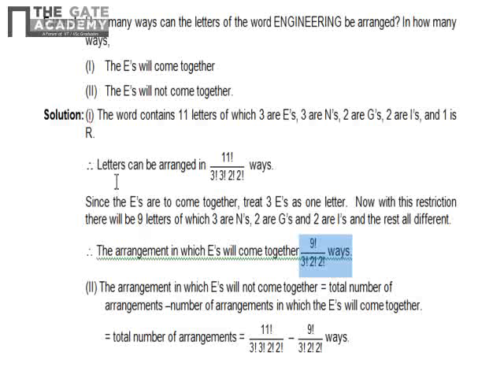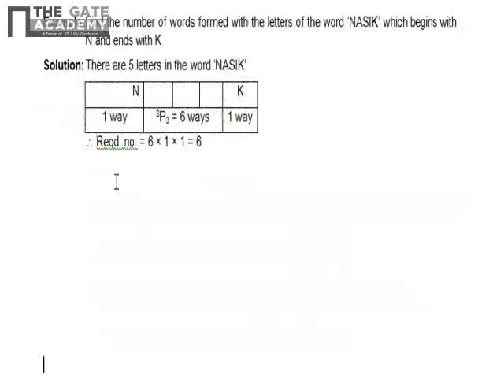Now the next problem: find the number of words formed with the letters of the word NASIK which begin with N and end with K. That means there are 5 places. First one is fixed, last one is fixed. Okay, so one way, and now the remaining 3 can be chosen in 3 into 2 into 1 ways. Okay, that is 6 ways. You can also write 3P3 ways. The total number of ways will be 6 into 1 into 1, that is 6 ways.